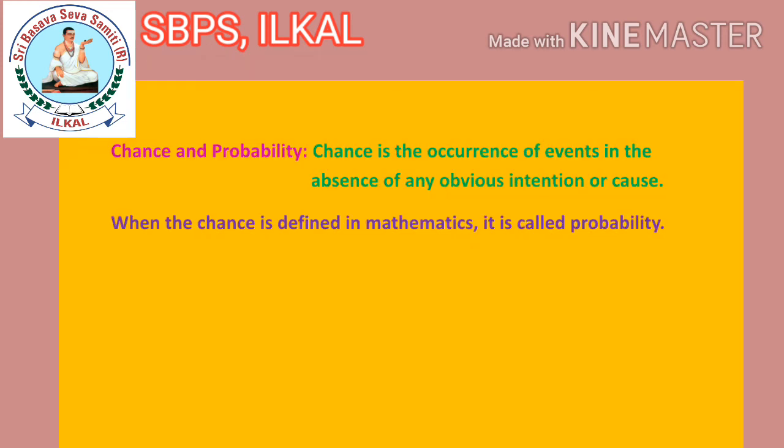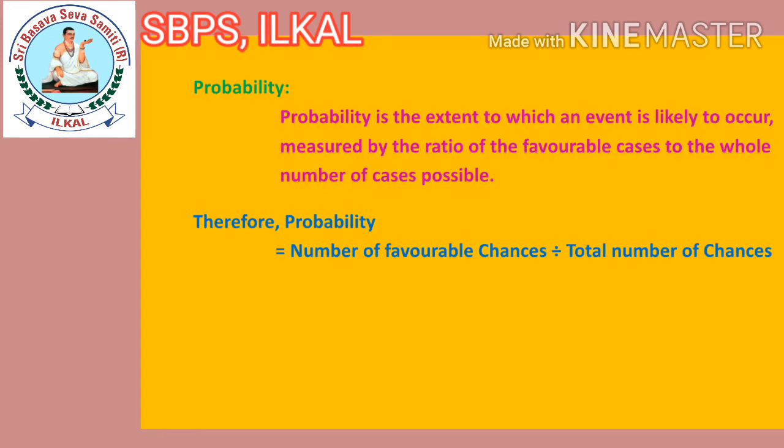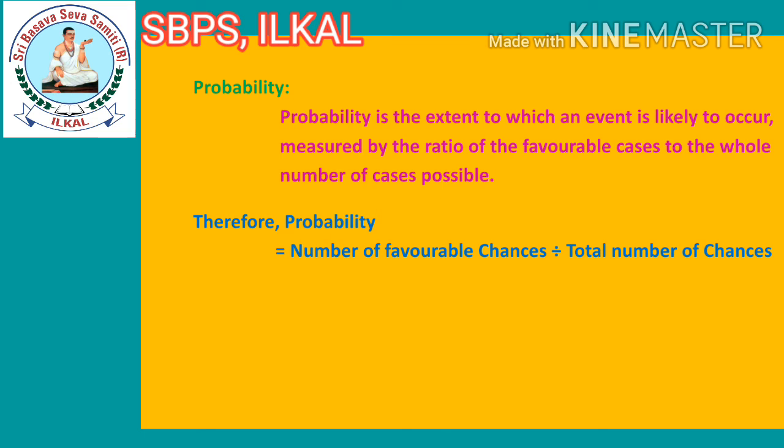The next word is chance and probability. Chance is the occurrence of events in the absence of any obvious intention or cause. When chance is defined in mathematics, it is called probability. Then, what is the meaning of probability? Probability is the extent to which an event is likely to occur, measured by the ratio of the favorable cases to the whole number of cases possible. Therefore, probability is equal to the number of favorable chances divided by the total number of chances.